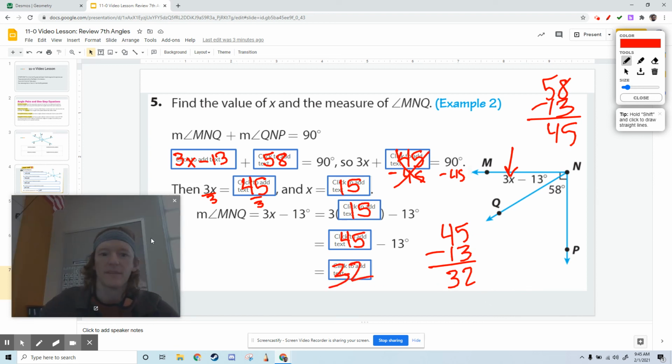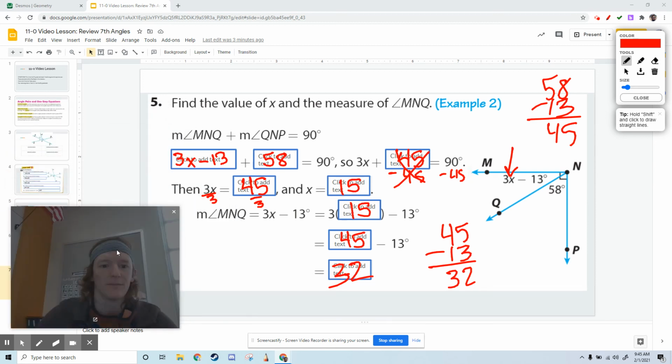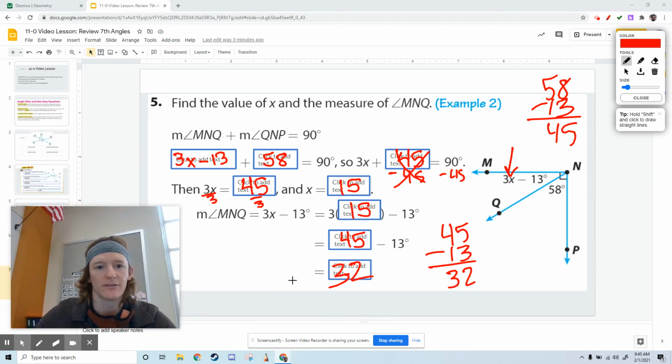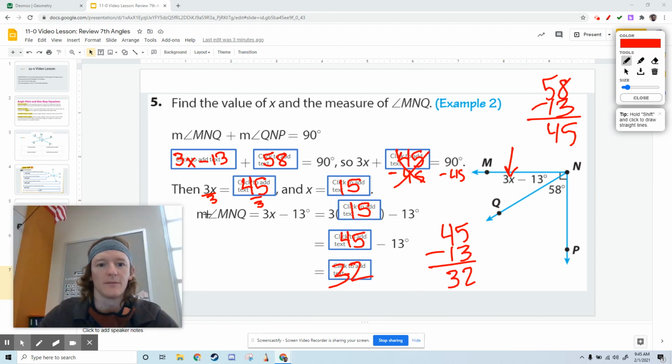There you have it. So you're going to be working with vertical angles, adjacent angles, complementary angles, and supplementary angles for your homework for this section. Complementary, add up to 90. Supplementary, add up to 180. I don't think they'll be this complicated even. Just working with 90s and 180s.